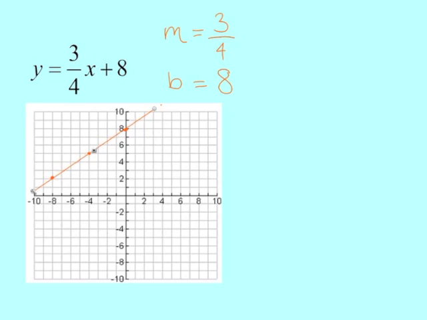Positive slope. Extend the line across the graph, add your arrows, and the graph is done. Beautiful.